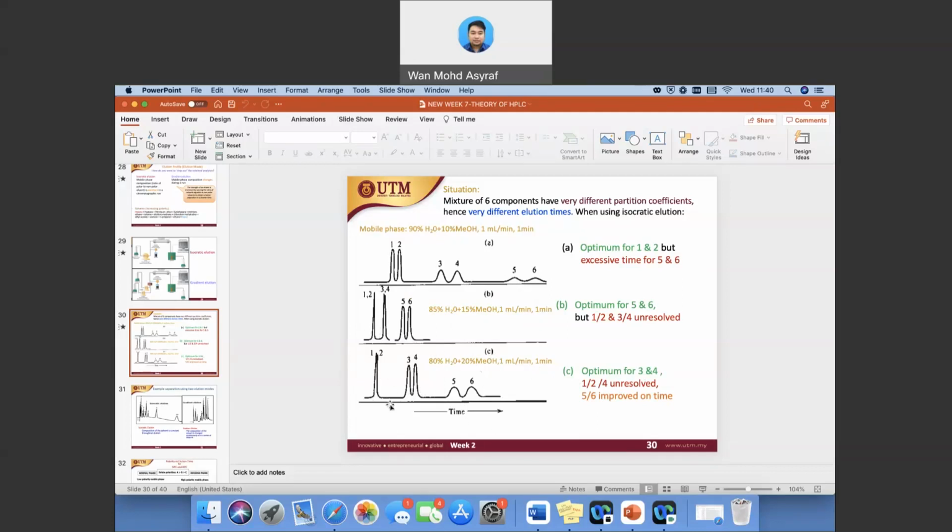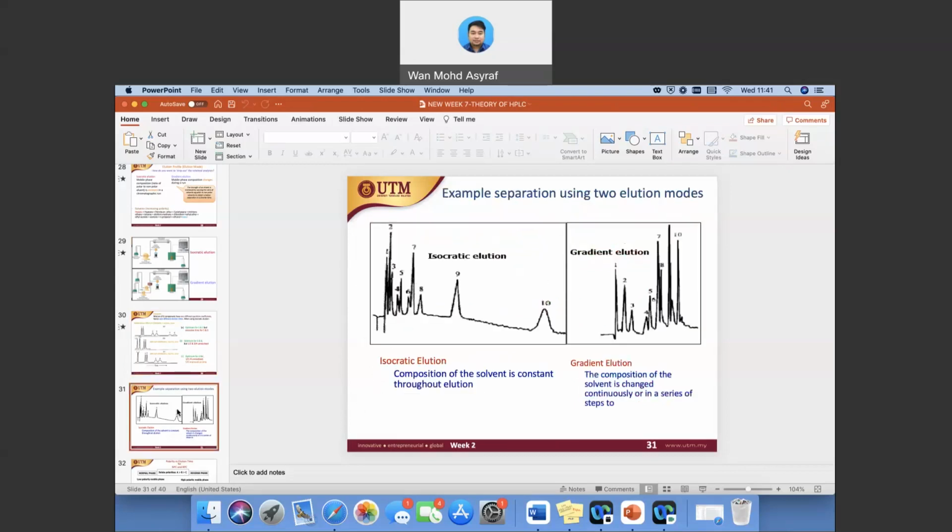It means that you want everything to be well separated and also to minimize the time, so for it to become efficient. Okay, so that's how you do your gradient elution. So based on all three isocratic runs, you can think of using a gradient elution. Okay, so you would have all of this composition and maybe decrease much more water and increase methanol, and you would have a better separation of 1 and 2. Okay. So this is an example of isocratic and gradient elution.